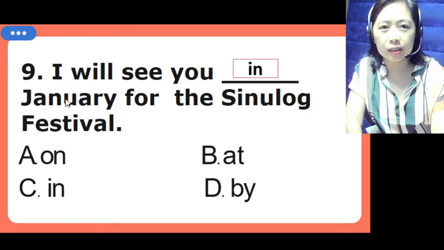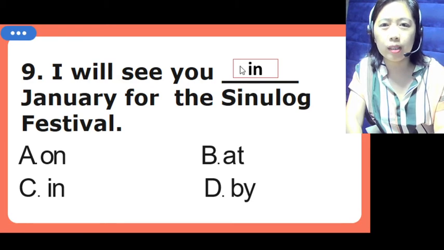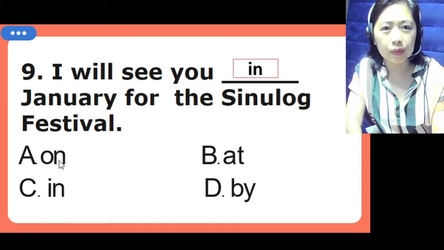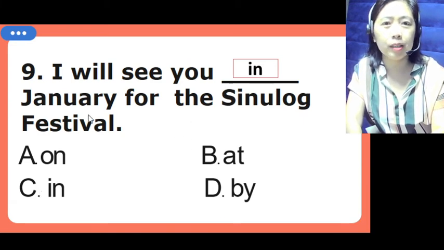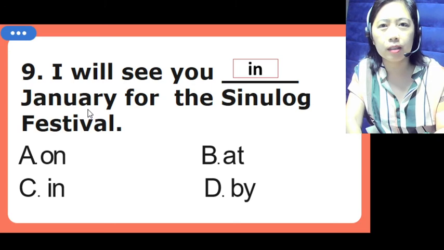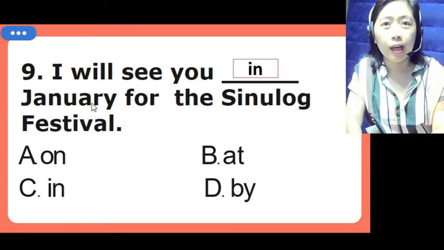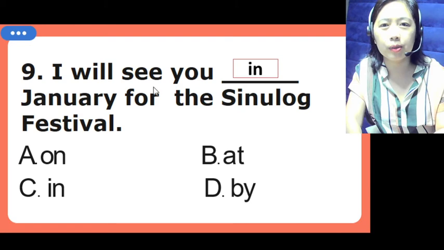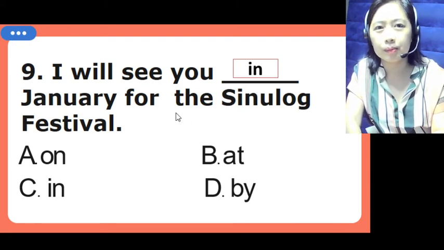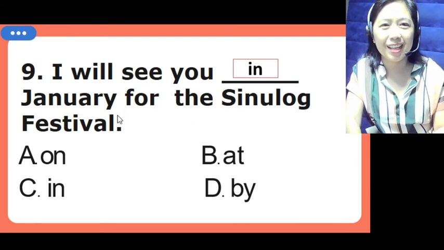We use "in" here since we are just using the name of the month. If there is a date here like January 21 or 21st, then we can use "on." Same goes if it's a complete date, so we use "on." It's either on or in, so not at or by. "In" because it's just the name of the month, in January. Same thing with a year: I will see you in 2022, not on. I hope that's clear.